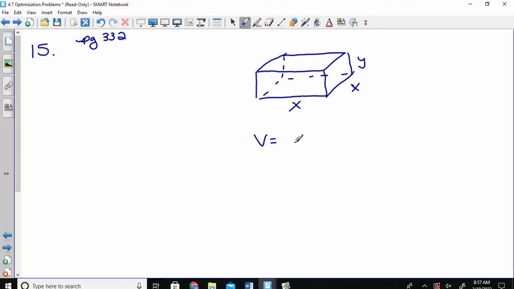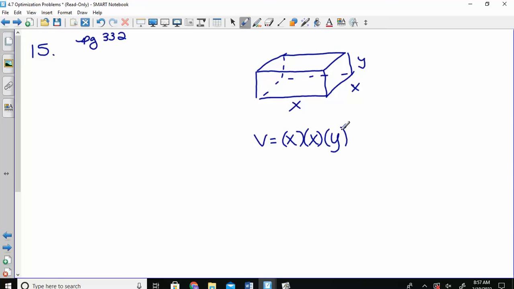How do you find the volume of a box? Length times width times height. So we obviously have a problem because we have a Y in here. We can't have two variables. So we have to use the other information given.